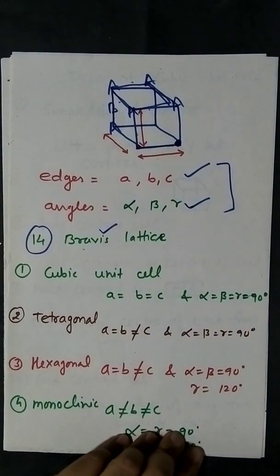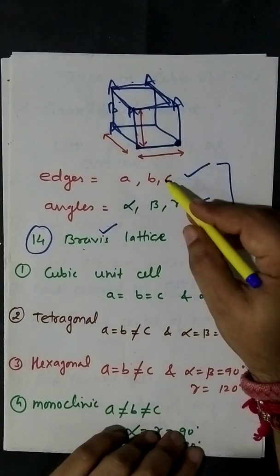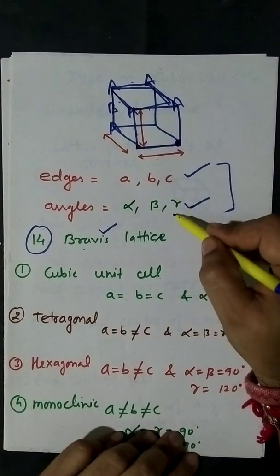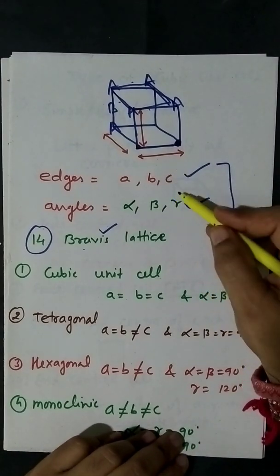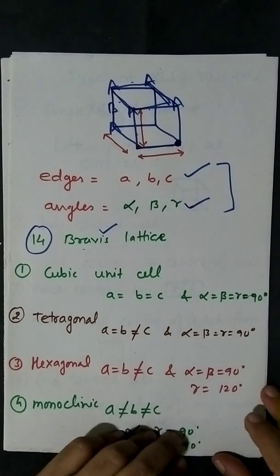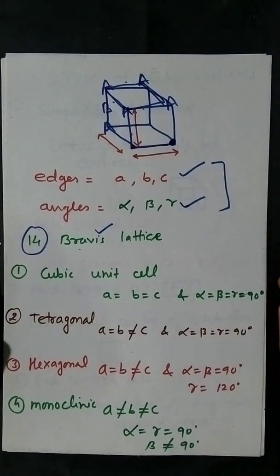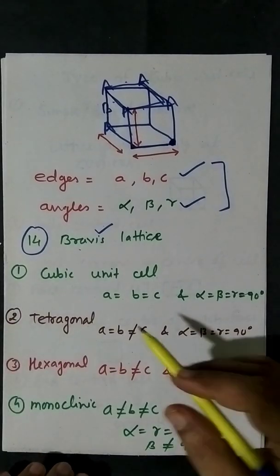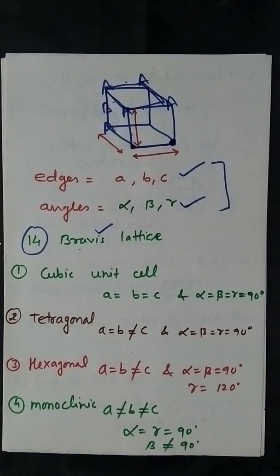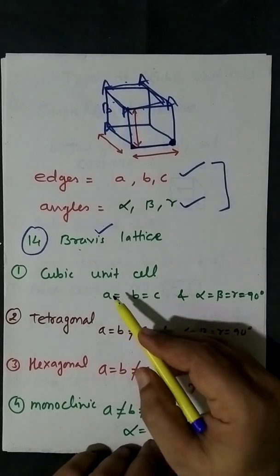So far 14 different types of Bravais lattice. They all are different on the basis of edges, or angles, or both edges as well as angles. So all the 14 different types of unit cells or Bravais lattices you can access from your textbook. Here these are four important types of unit cell. You have to remember dimensions for these four unit cells.